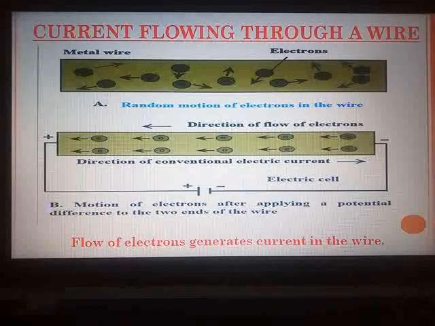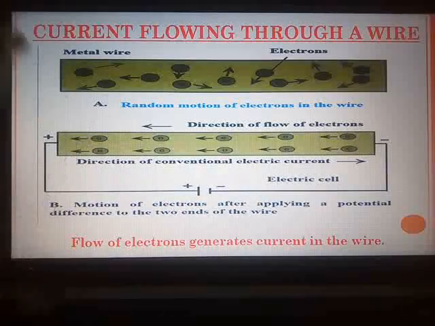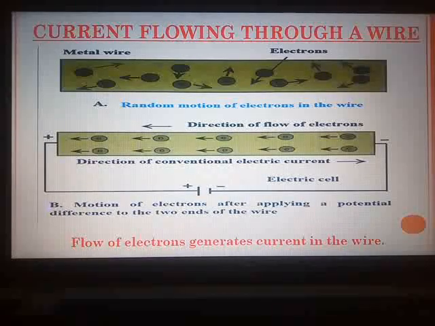Now here one thing you have to firmly register in your minds is, even though electrons move from the negative to the positive end, conventionally the direction of current flow is taken to be opposite to the direction of flow of electrons. Keep this in your mind. That is, the conventional flow of current is always from the positive end to the negative end of a cell.